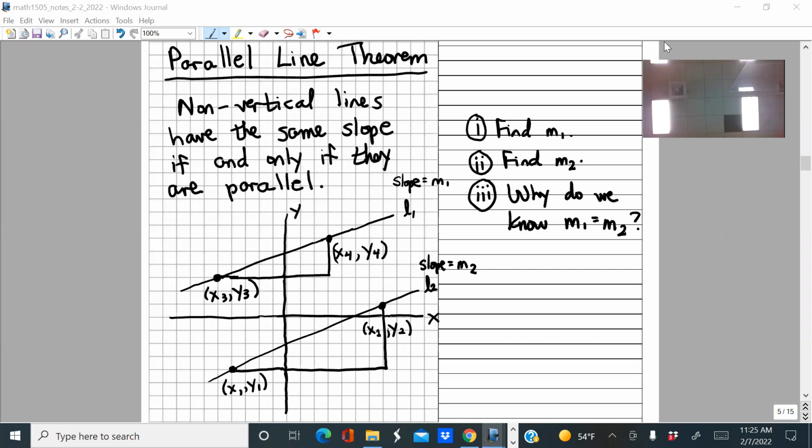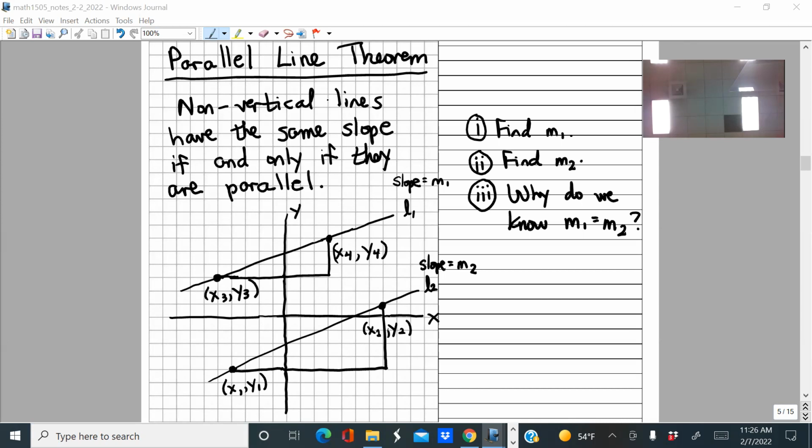Okay, so we're going to look now at why these relationships between the slopes of parallel and perpendicular lines are true. We have all the tools that we need to understand why these things are true. So we're going to prove why parallel lines have the same slope and why perpendicular lines have slopes that are negative reciprocals of one another. We can exploit some of the knowledge that we've developed.